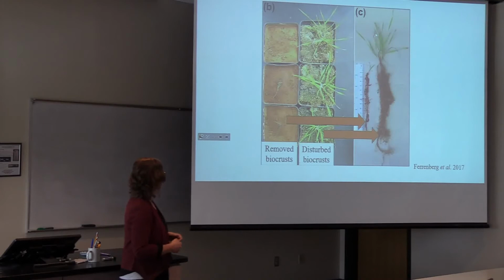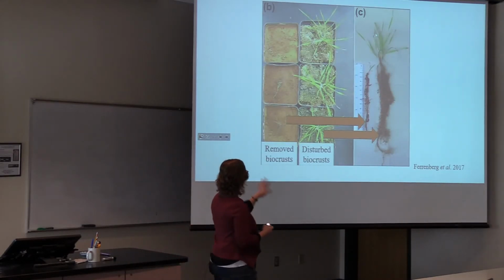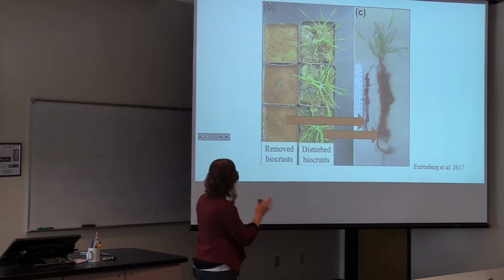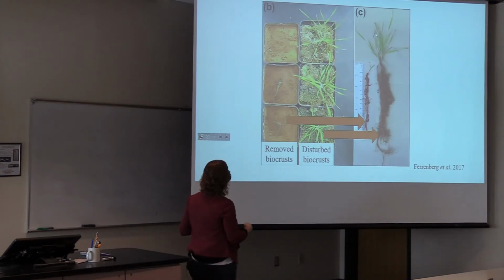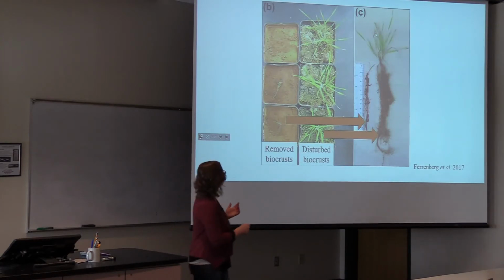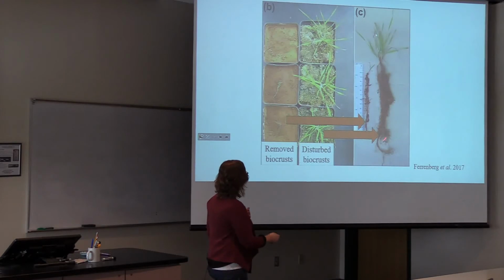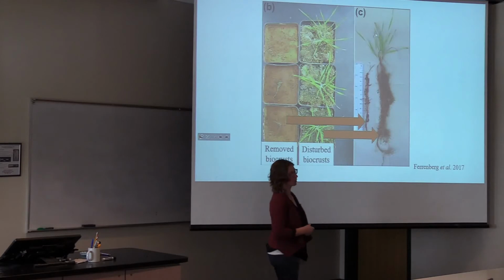And this recent study by Ferrenberg kind of makes this distinction clear. I apologize, it's always blurry, but it's just so clear. And so they grew cheatgrass in soil where biocrusts had been removed, and they grew cheatgrass in soil where biocrusts were disturbed. And this is a very healthy cheatgrass, and that came from the soil where the biocrust had been disturbed.